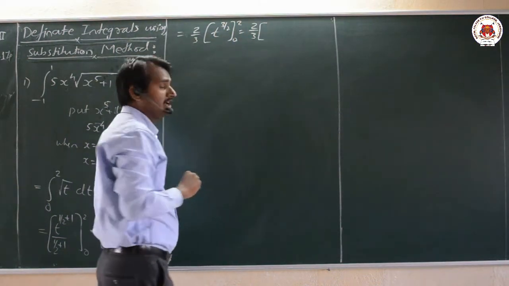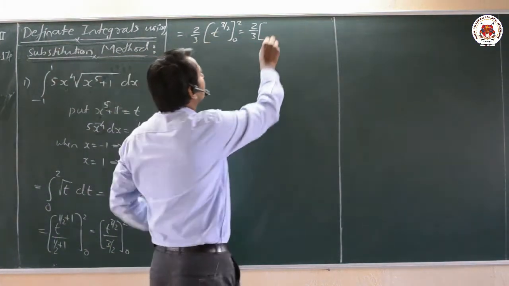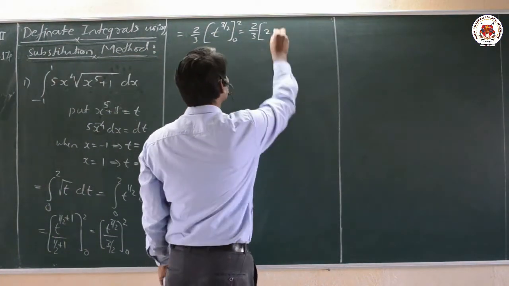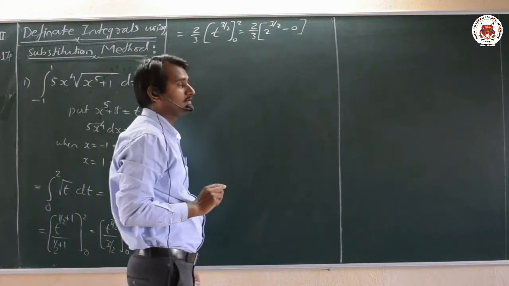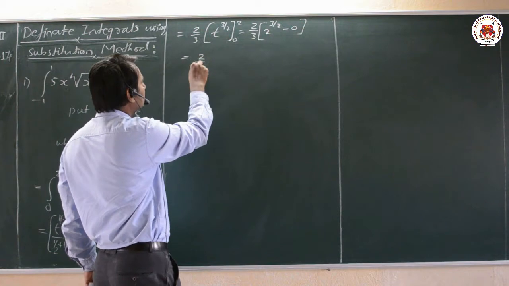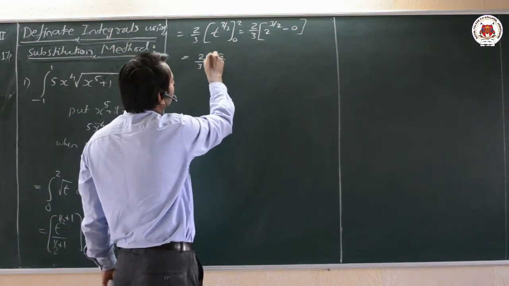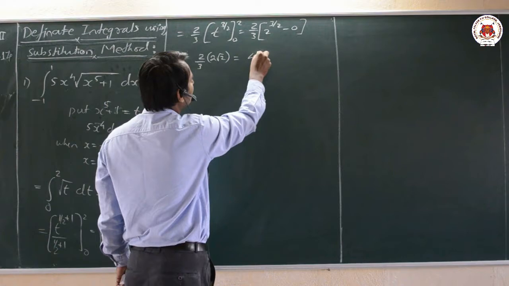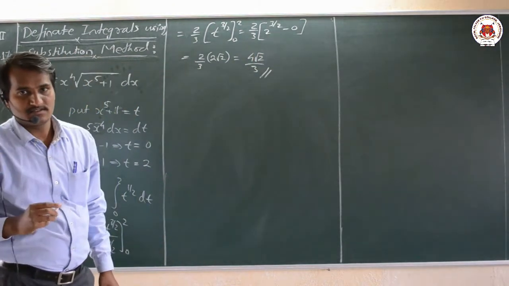Now we shall substitute the upper limit first. The upper limit is 2 raised to 3 by 2, minus 0 raised to the power, that is 0 only. Now what we get is 2 by 3 times 2 raised to 3 by 2. Here 2 raised to 3 by 2 means 2 root 2. So we get 4 root 2 divided by 3. That is your required result.